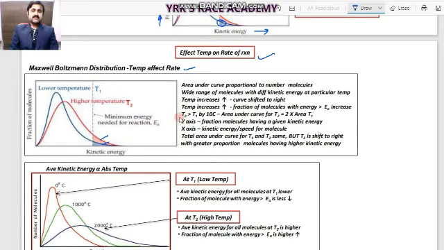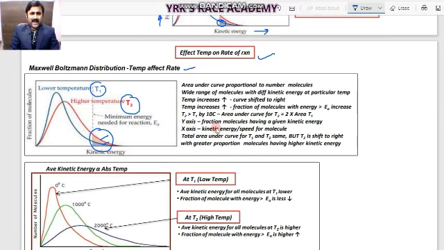So that means activation energy also increases. Here, T2 is the high temperature case, and T1 is the low temperature case. If T2 is greater than T1 by 10 degrees Celsius, then the area covered under T2 is double the area covered under T1. So this is observed.